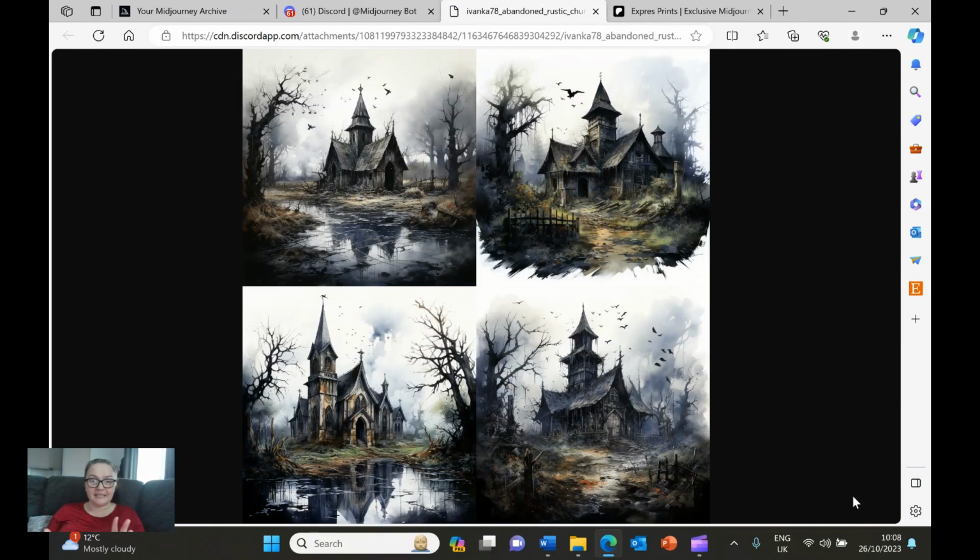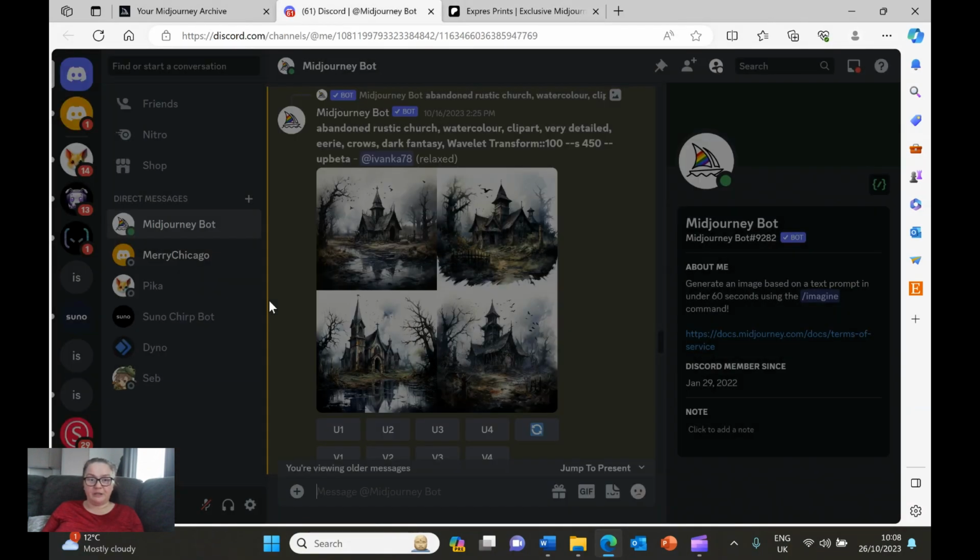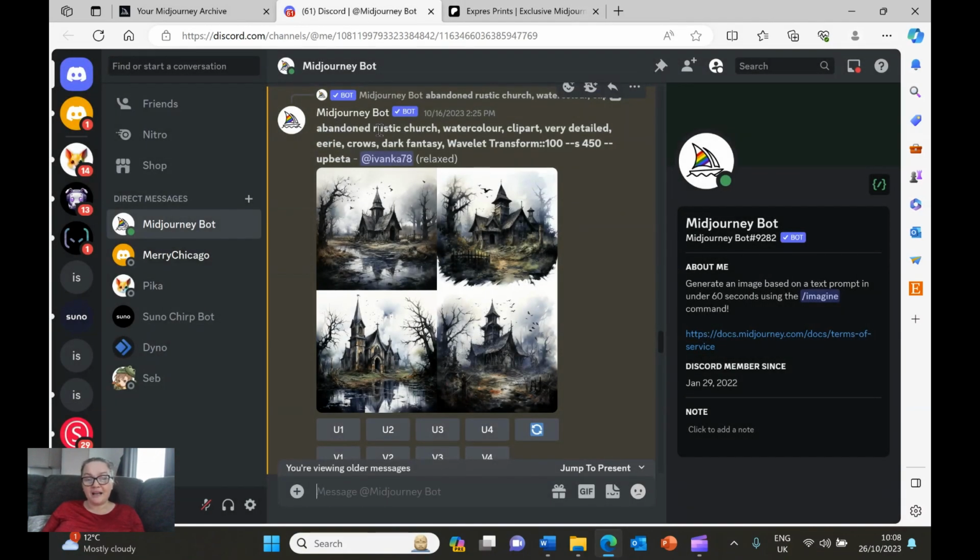So what we're doing with this is we are increasing the weight on that math algorithm. I also like to play with the stylized value, but I don't really use any other weirdness or chaos in these because I think it's just perfect as it is. But guys, so this is my tipping point. My tipping point is abandoned rustic church, watercolor clip art, very detailed, eerie, chaos, dark fantasy, wavelet transform 75, and stylize 450.